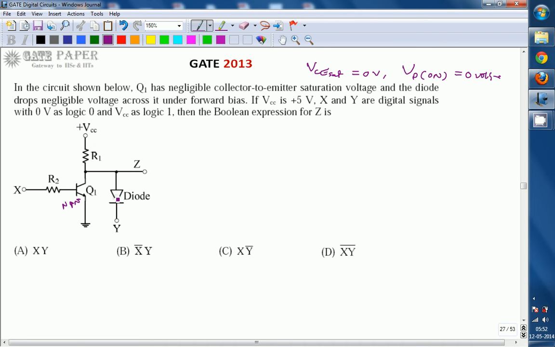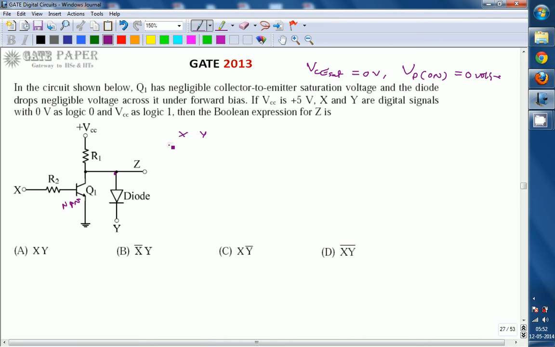And this is the diode. Diode will be forward bias whenever the P side of the diode is more positive than the N side. So based on these two conditions, now we will see what is the final expression for Z in terms of X and Y.